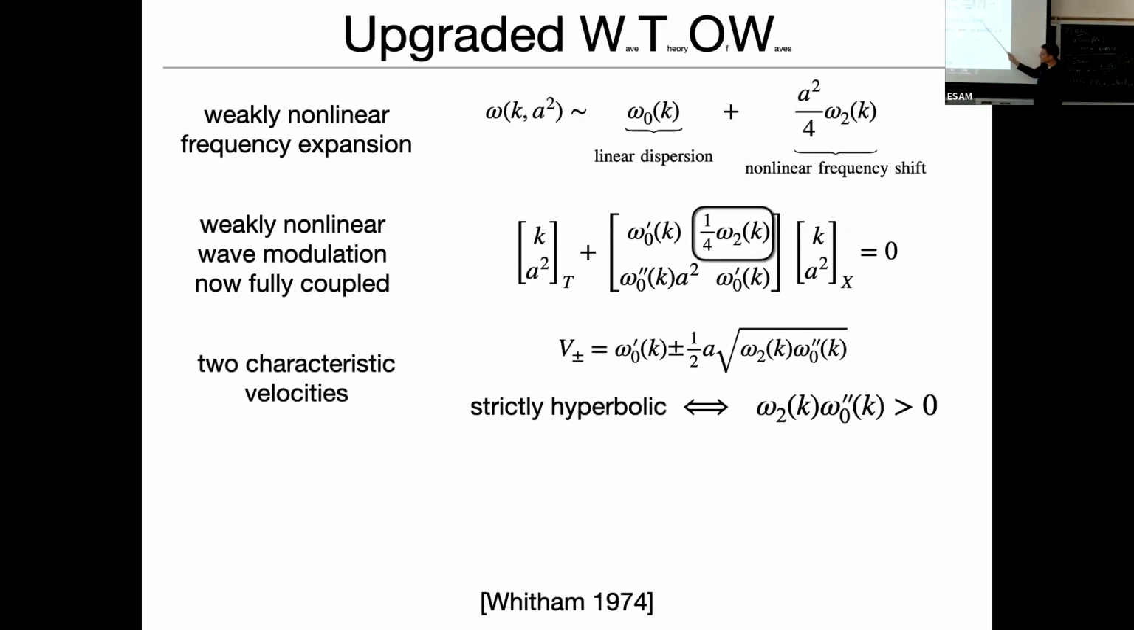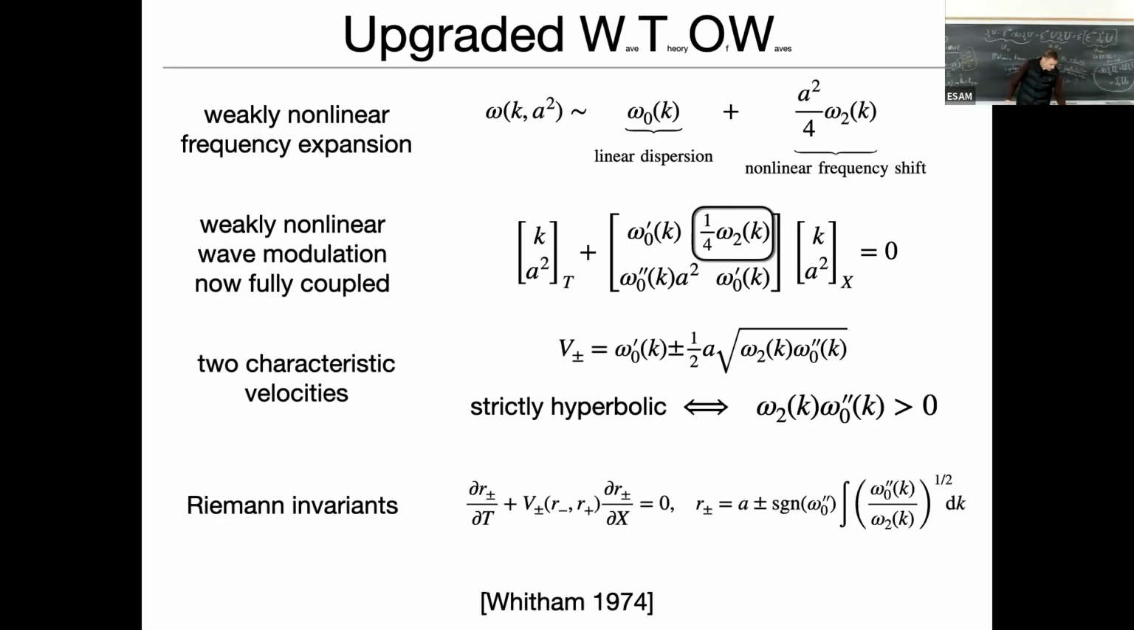If you look at the characteristic velocities now of this quasi-linear system, so the eigenvalues of this matrix, you can see the group velocity and then an amplitude-dependent term. Okay? And, well, we have a square root. So we're immediately thinking, well, these are characteristic velocities, so it matters if they're real. So strictly hyperbolic, if and only if this is a positive quantity.